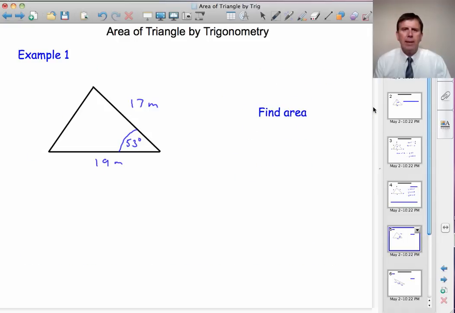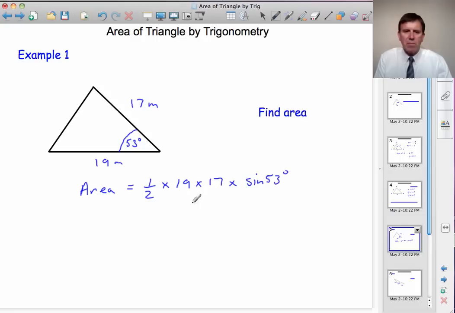Example 1. Find the area of this triangle. We have a 19 metre side, a 17 metre side, and the angle between those two sides is 53 degrees. So we can simply write down our formula that the area is equal to 1/2 multiplied by 19 multiplied by 17 multiplied by the sine of the angle in between them, the sine of 53 degrees.